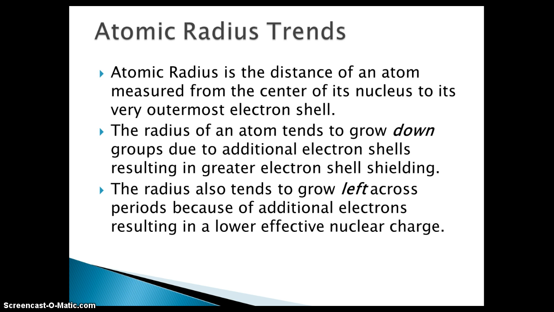Atomic radius is the distance of an atom measured from the center of its nucleus to the very outermost electron shell. The radius of an atom tends to grow down groups due to the additional electron shells, resulting in greater electron shell shielding. And also, the radius tends to grow left across periods because of fewer protons, resulting in a lower effective nuclear charge.